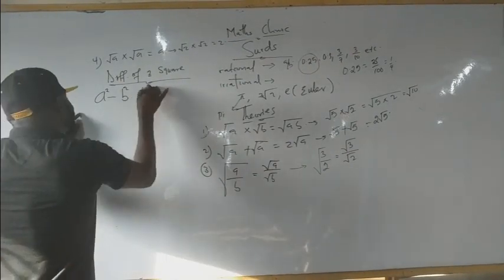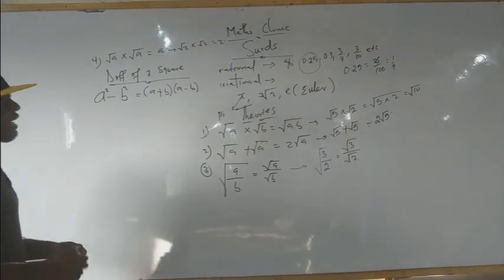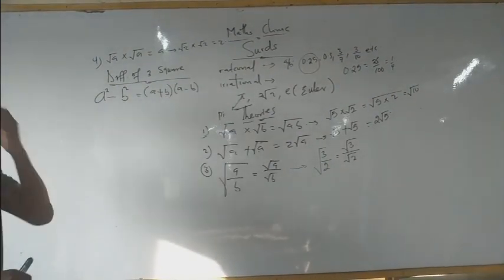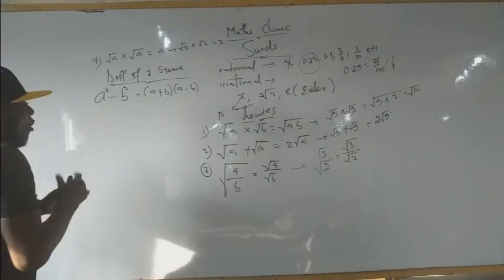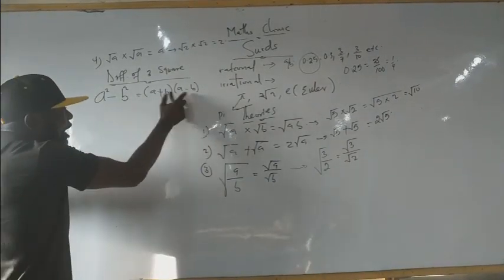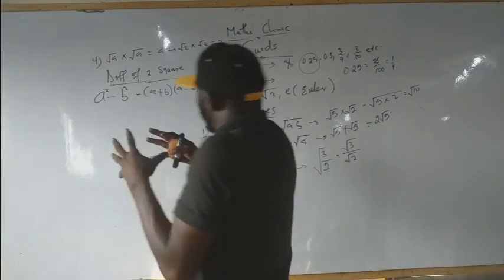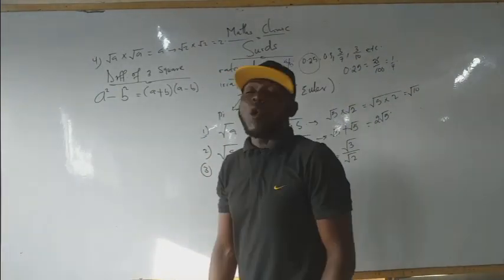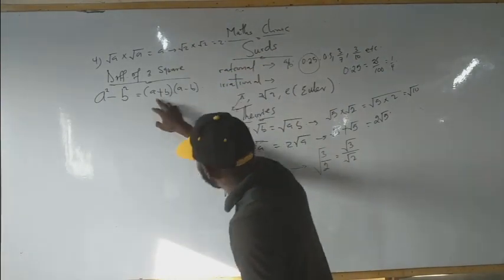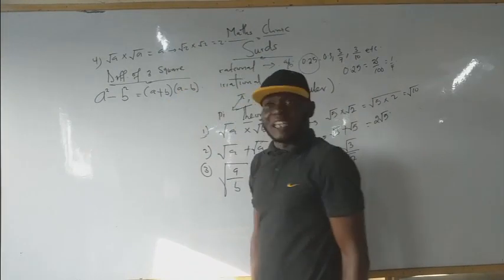Meaning that this is still the same thing as (a plus b)(a minus b). That's it. That is difference of 2 squares. Comparing this, if you consider the 2 brackets, we have the same variable inside but a different sign. So that's just the scope. Once you have the same variable but a different sign, that's difference of 2 squares.